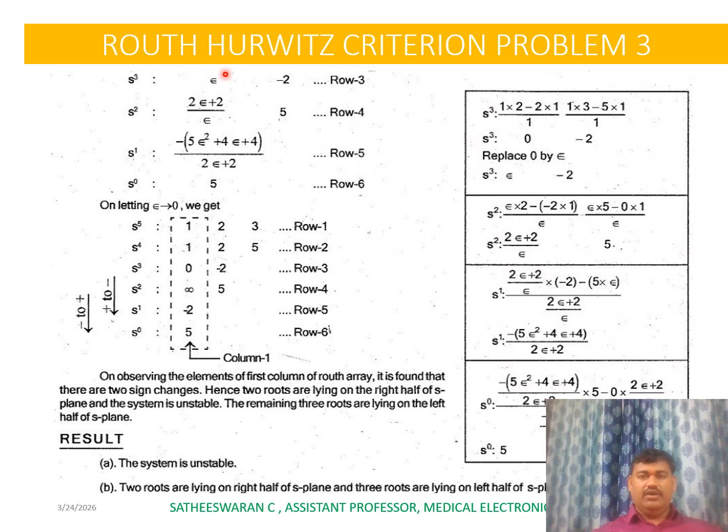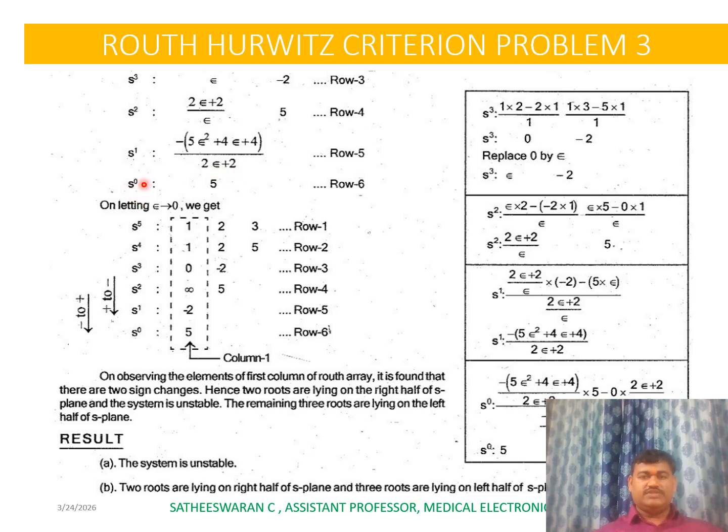The previous row, s power 4, is nothing but 1, 2 and 5. So here epsilon into 2 minus 2 into 1 divided by epsilon. Similarly the next one, epsilon into 5 minus 0 into epsilon divided by epsilon. This will become 2 epsilon minus 2 by epsilon, and 5. Rewrite here 2 epsilon minus 2 by epsilon and 5. Then again the s power 1 row can be formed here: 2 epsilon plus 2 by epsilon into minus 2 minus epsilon into 5 divided by 2 epsilon plus 2 by epsilon. After simplification, this will become minus of epsilon square plus 4 epsilon plus 4 by 2 epsilon plus 2.